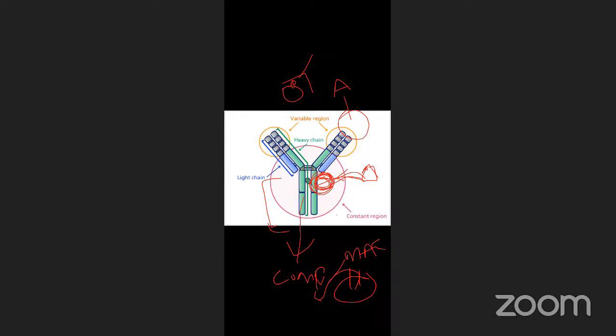This is the lytic function of the antibody. Another function is opsonization. I just told you what opsonization is. Opsonization attracts phagocytic cells. By this pathway, it activates phagocytosis. It attracts different types of phagocytic cells to the site.